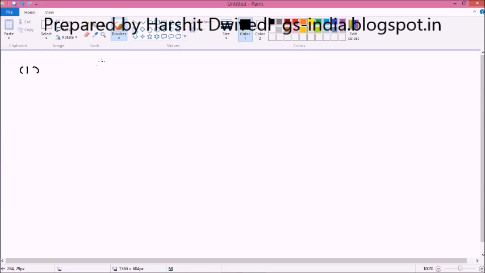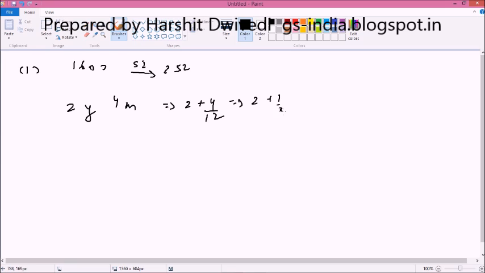So, very first question, rupees 1600. This is a principal and obviously gives a simple interest of 252 in 2 years and 4 months. Now this 2 years and 4 months, if we are going to convert it into years, 4 months will be 4 upon 12 years obviously, so it will become 2 plus 1 by 3, and if you are going to calculate it, it becomes 7 by 3 years.